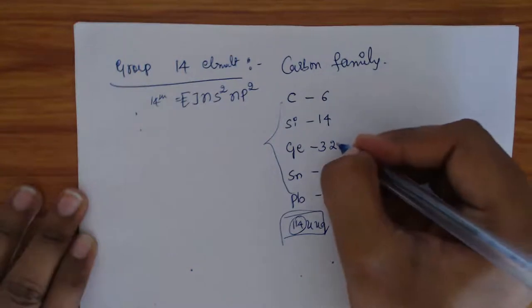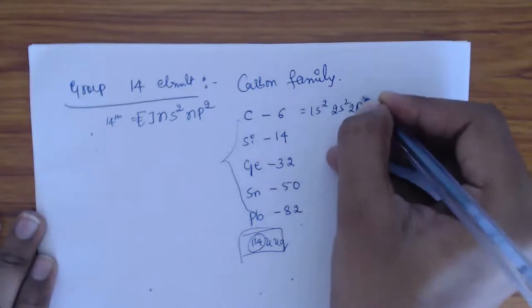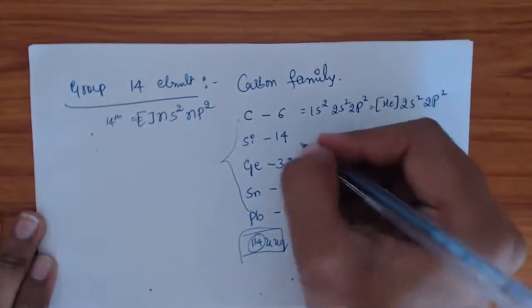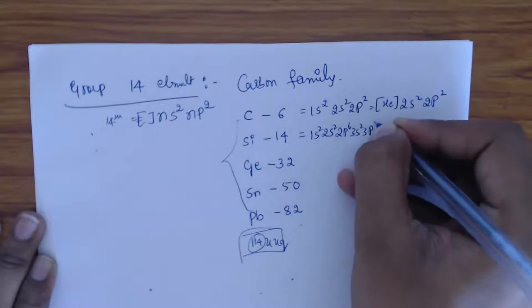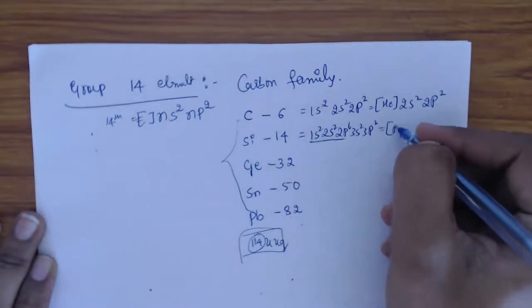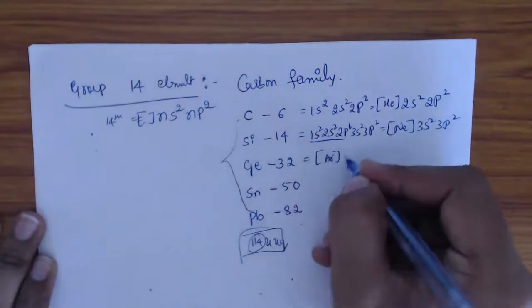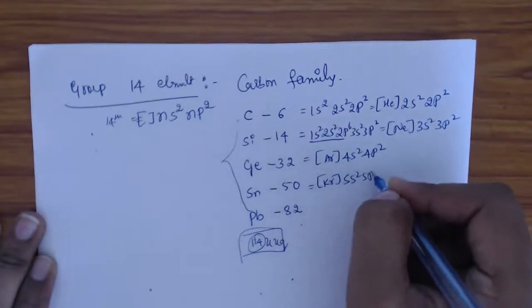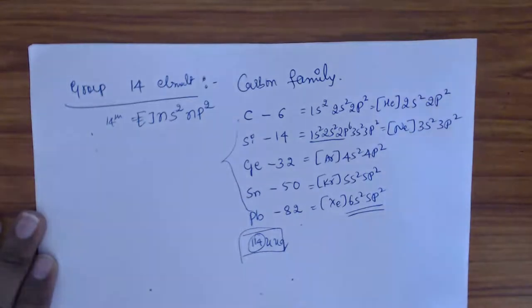Okay, so students, here the electronic configuration is 1s2 2s2 2p2, written as helium 2s2 2p2. For silicon, 1s2 2s2 2p6 3s2 3p2, taken as neon 3s2 3p2. Similarly, argon 4s2 4p2, krypton 5s2 5p2, xenon 6s2 6p2. This shows the general electronic configuration of 14th group elements.